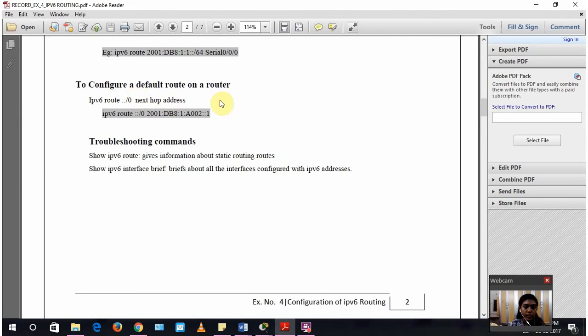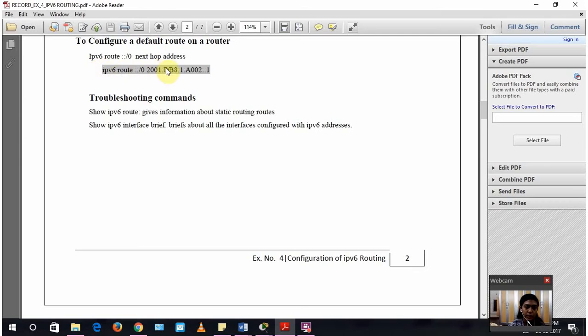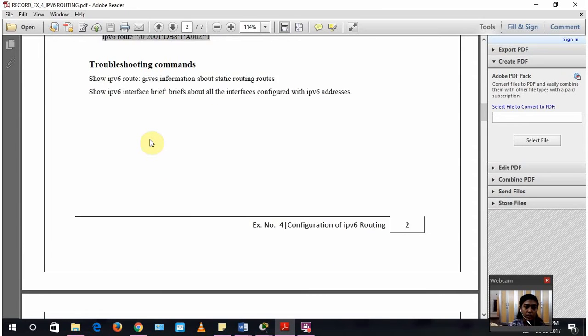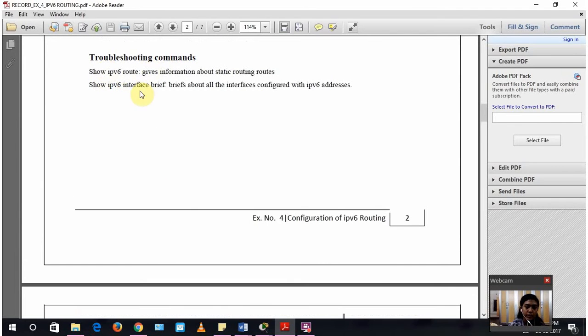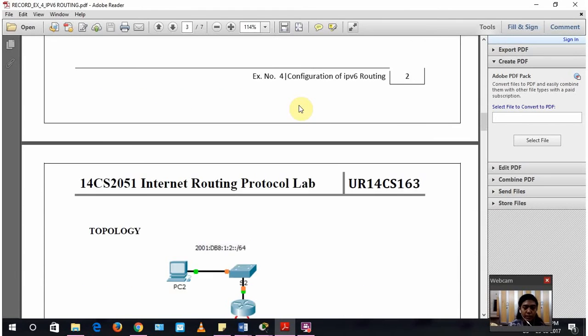To configure a default route, we write ipv6 route ::/0 followed by the next hop address, for example, here. Some troubleshooting commands are show ipv6 route and show ipv6 interface brief, which briefs about all the interfaces configured with an IPv6 address.